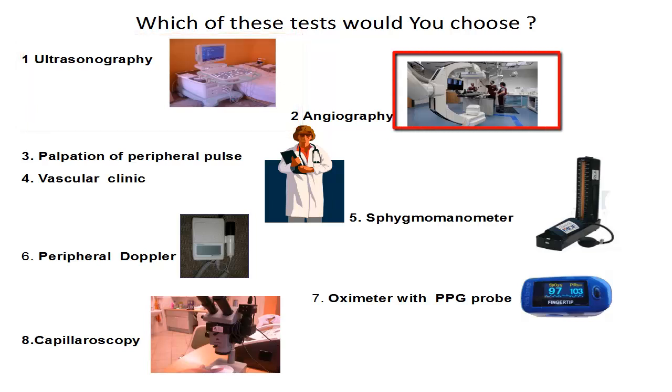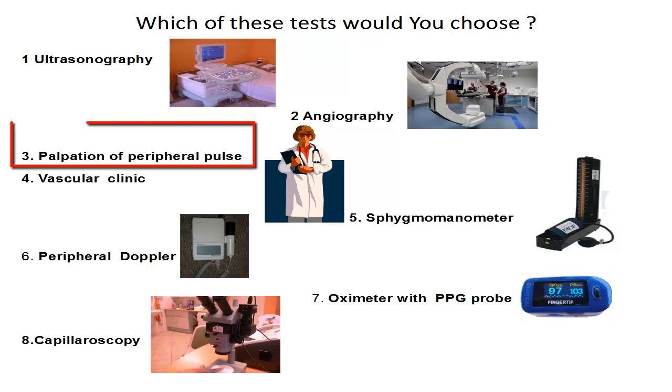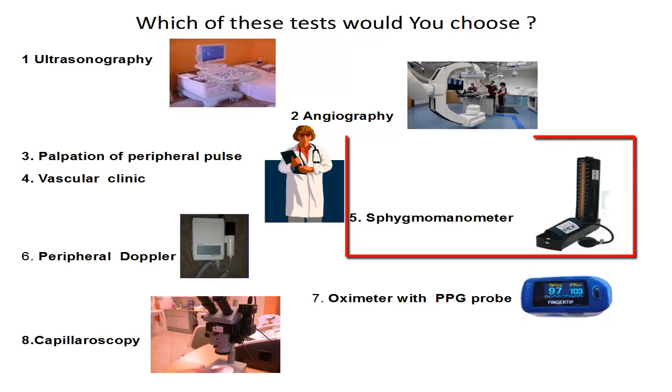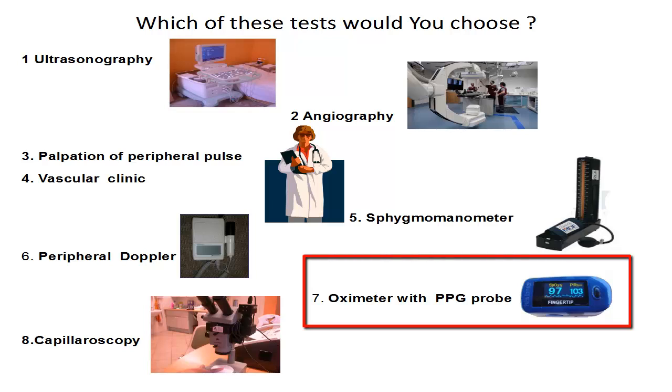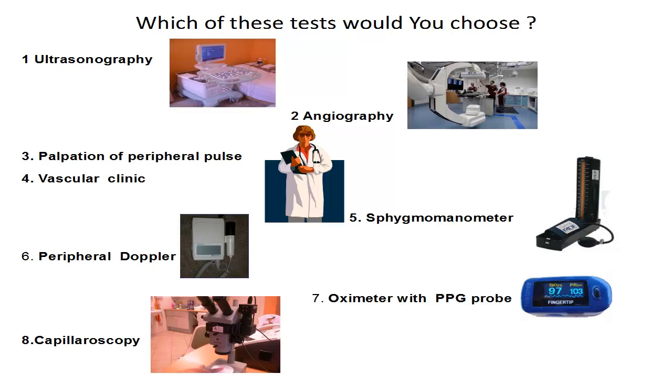Maybe you think that it's enough to only palpate the peripheral pulse of the arteries to exclude some of the diseases of the arterial system. You can measure pressure on legs or hands. Maybe you can use an oximeter with the plethysmographic record, or you can use capillaroscopy. What will be your first option in investigation of this patient?